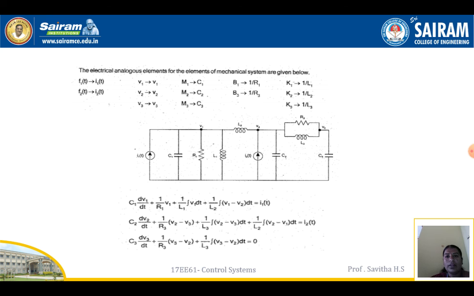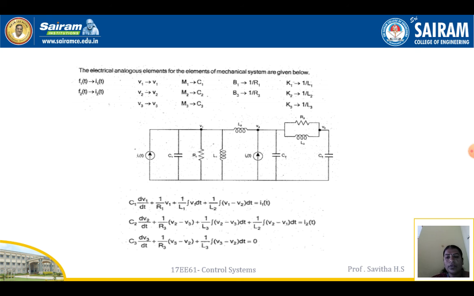Now we come to the force-current analogy. F1 and F2 are replaced by I1(t) and I2(t), M1, M2, M3 by C1, C2, C3, B1 and B3 by 1/R1 and 1/R3, and K1, K2, K3 by 1/L1, 1/L2, and 1/L3.